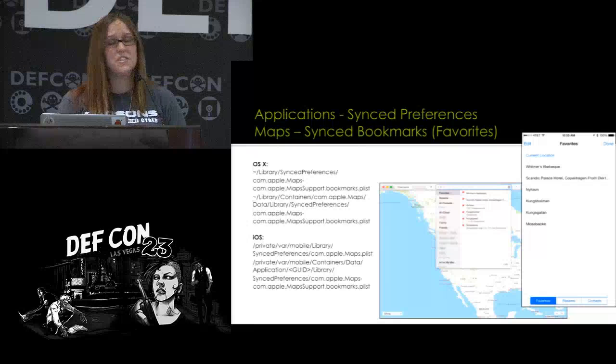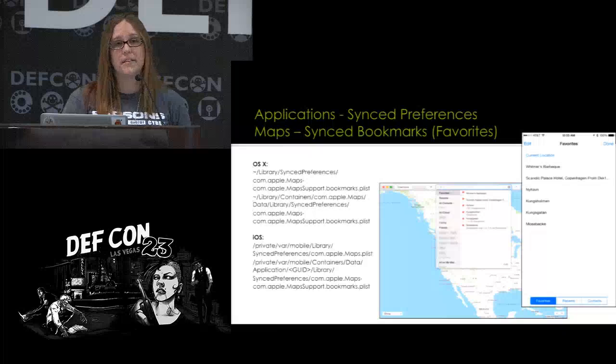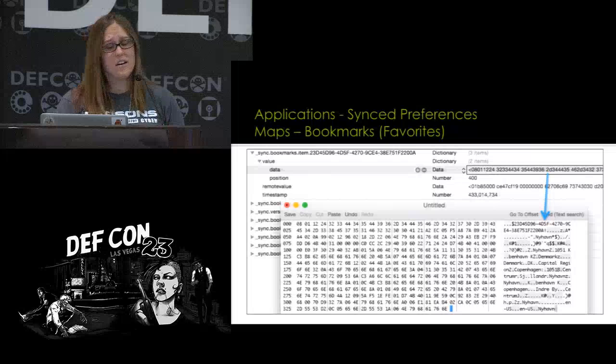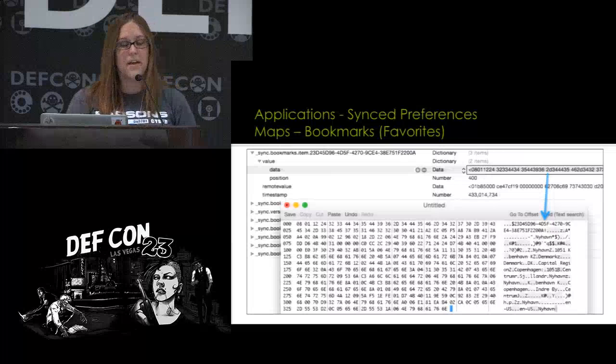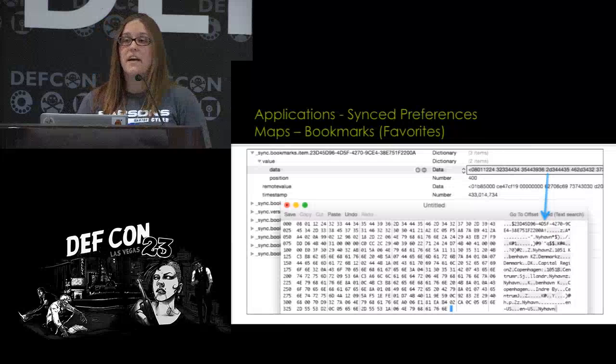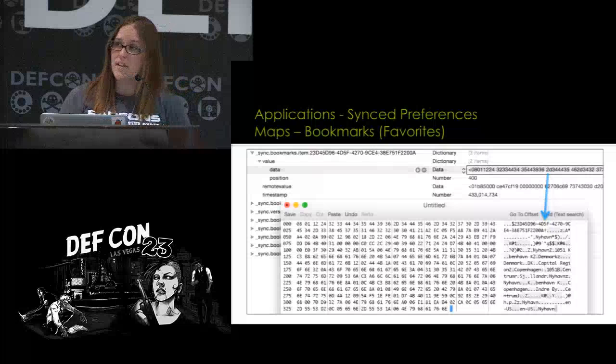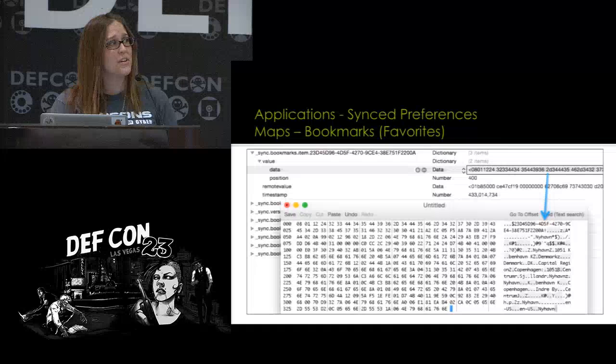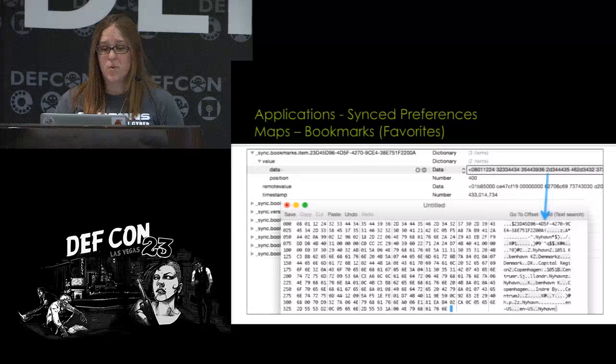Favorite locations. Now these are user created favorite locations. You might have your home address in there, your work address, whatever places you want to go to very quickly. That's saved in its own list. It's a plist file, and it's called sync_bookmark, some item, and again a GUID. A lot of these items are based upon various GUIDs, some sort of good identifying information. So we can search across the drive for these various GUIDs to find certain information as well.